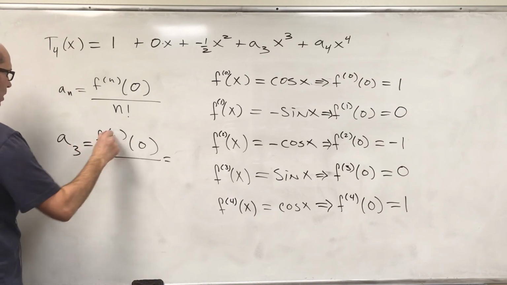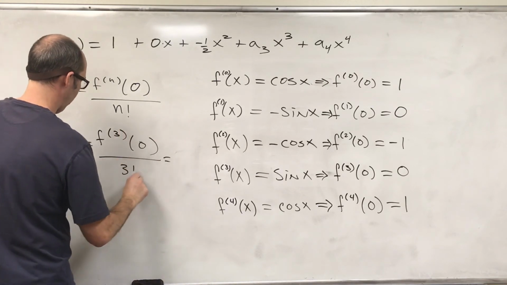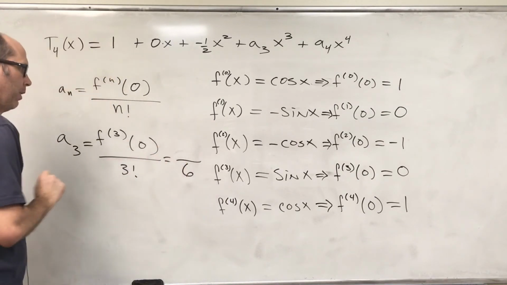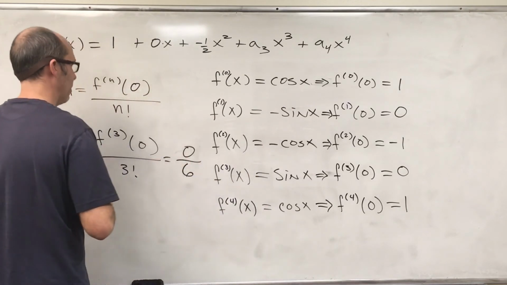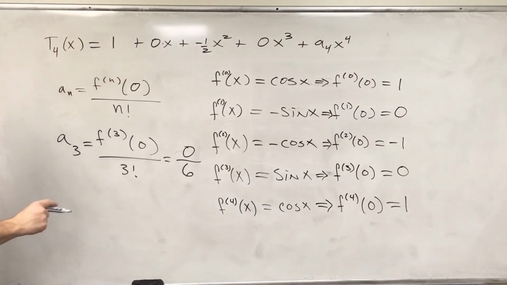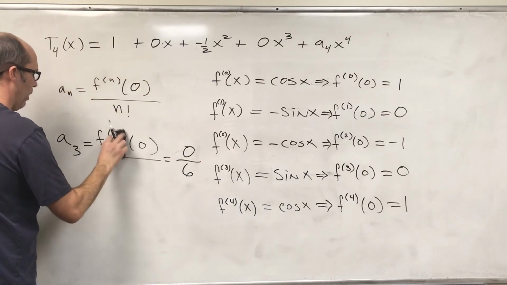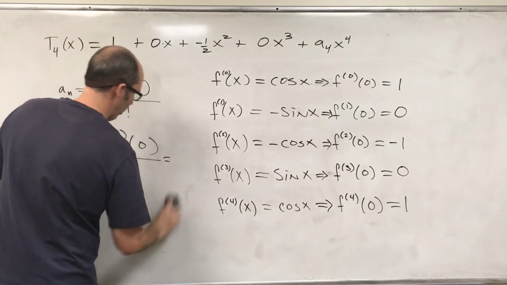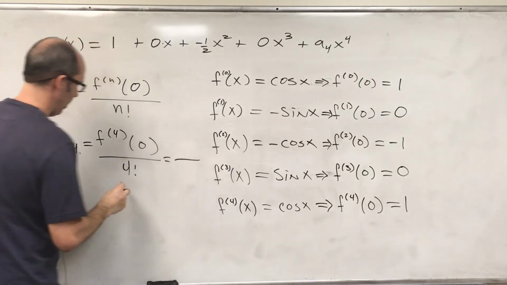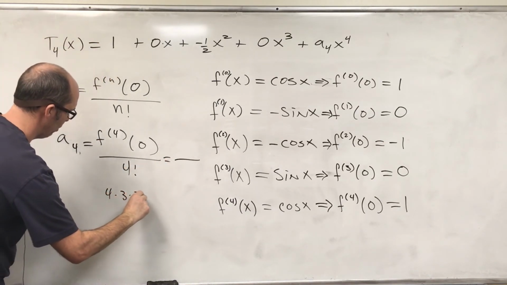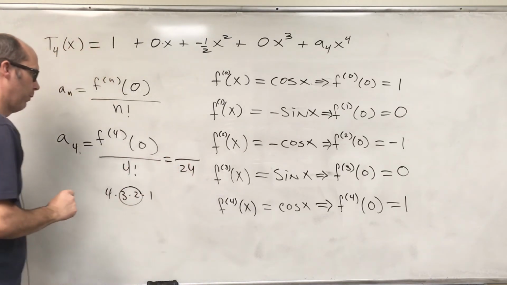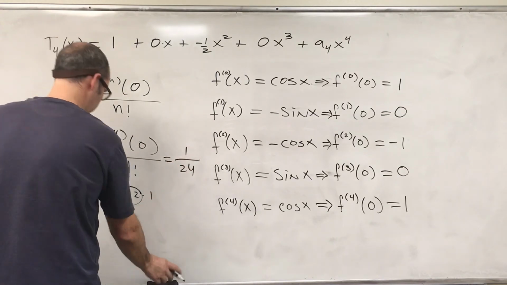The a3. 3 factorial, 3 times 2 times 1, otherwise known as 6. f3 of 0 is 0. That's just a 0. So we have 0 there. And now lastly, a4. Let's see, 4 factorial, that's 4 times 3 times 2 times 1. This we know is 6. 6 times 4 is 24. f4 of 0 is 1, so 1/24.